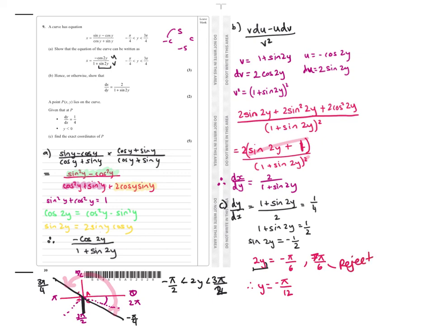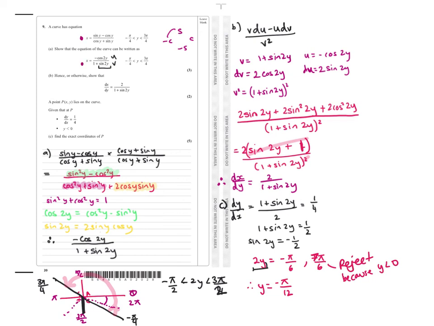Why are we rejecting? Because it says in the question y is less than 0. So now I've got my answer for y. How do I find my x coordinate? I substitute this back into the original equation, okay? So you can either substitute it in this one or this one, because they're both the original.